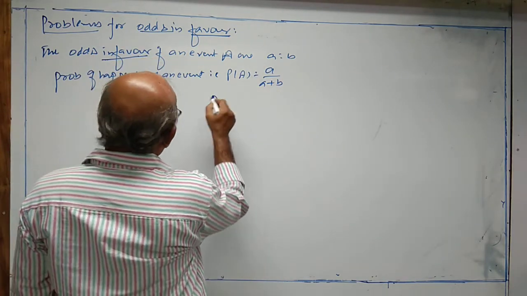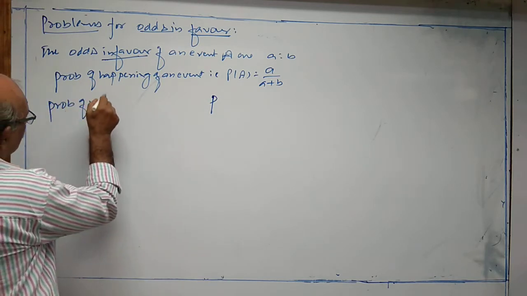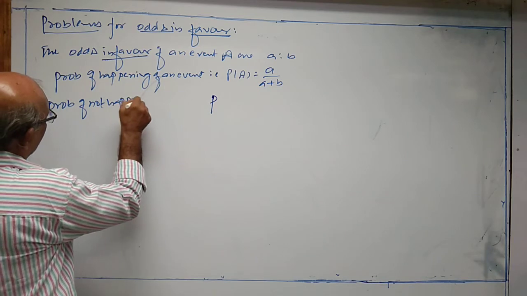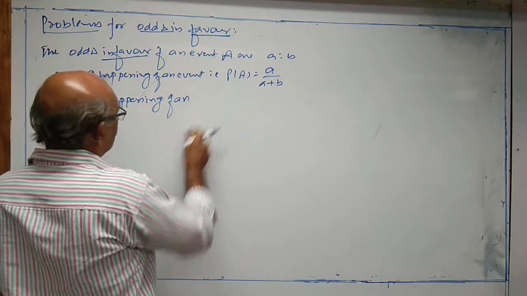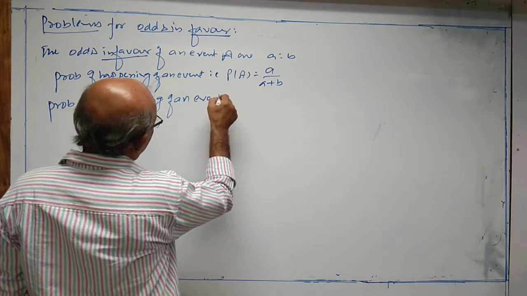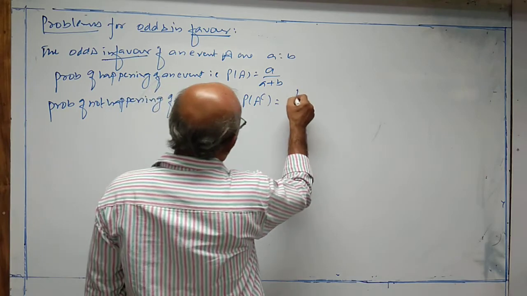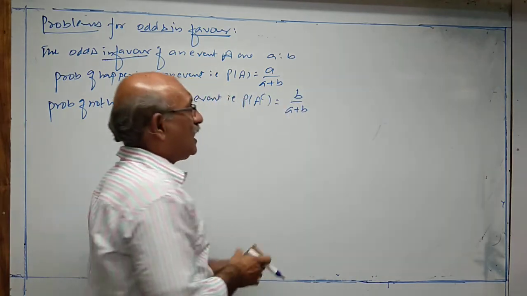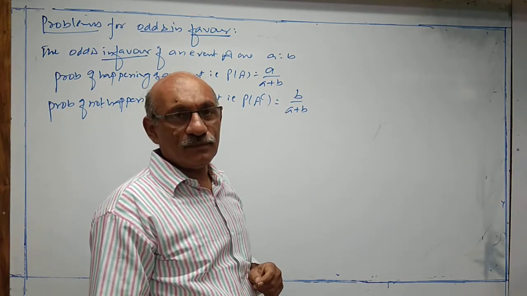So A complement, probability of not happening of an event, that is P of A complement, is equal to b by a plus b. These cases are not supporting, therefore b by a plus b.